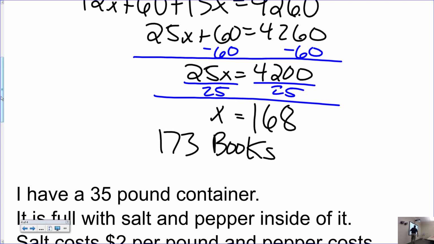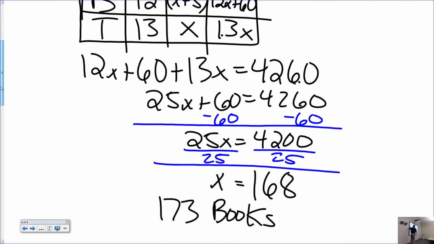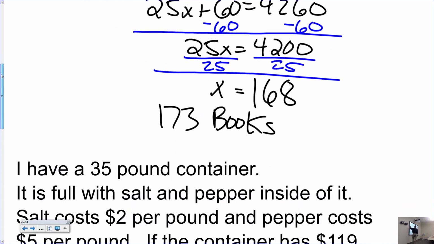And note that I can ask other things too. I can ask about the money you spent on books or the money you spent on trophies. And just remember that that table will give you any of those pieces of information that you need. All right? Good? Okay, I can guarantee you there will be one like this on the test. Change it from books and trophies to, you know, apples and bananas or whatever, and you'll probably have it. All right.